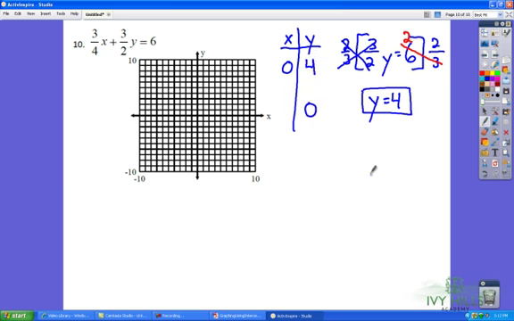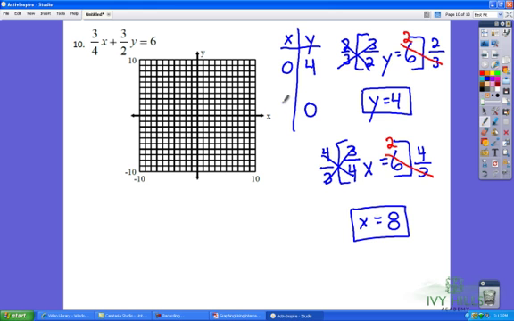And then if I make y 0, that's going to leave me with the equation 3/4 x equals 6. Remember, if I multiply the left-hand side and the right-hand side by 4/3, I can cross cancel the 3 and the 6, leaving me with a 2, and that will give me an x value of 8. So that is my x-intercept. So 0, 4 and 8, 0 are the points that I will be graphing for my intercepts. 2, 4, 6, 8. So my line for that particular equation will look like this by finding the intercepts.